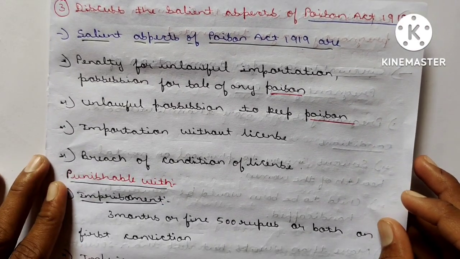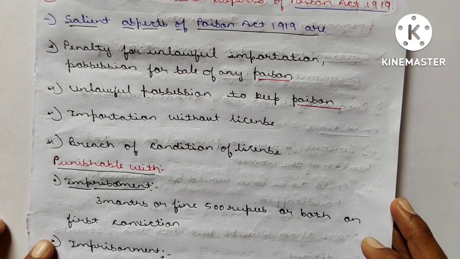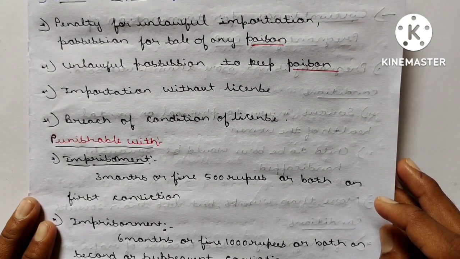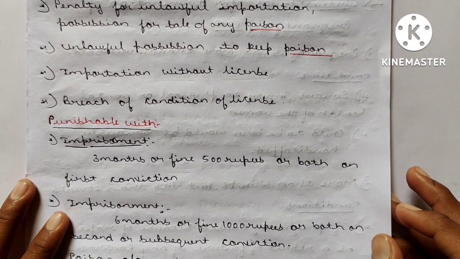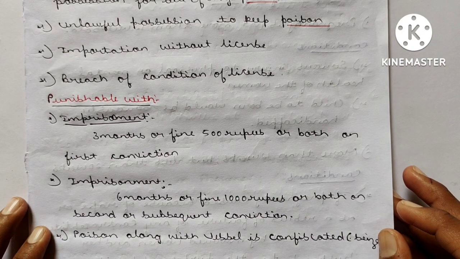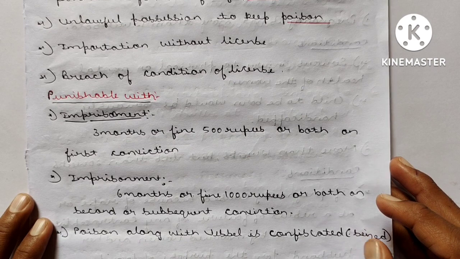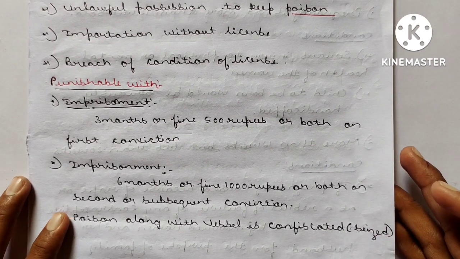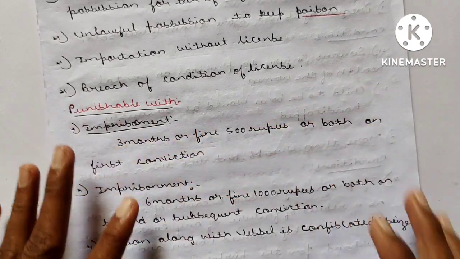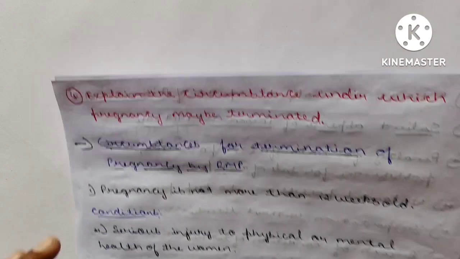There will be punishable acts like imprisonment, jail for 3 months, or a fine of 500, or both on first conviction. You will get both 3 months of jail and also a 500 rupees fine. Then imprisonment of 6 months and also a 1000 rupees fine, or both, on second or subsequent conviction. Poison along with the vessel is confiscated, means seized. All these gadgets that you are carrying are all seized according to the Pharmacy Council of India.